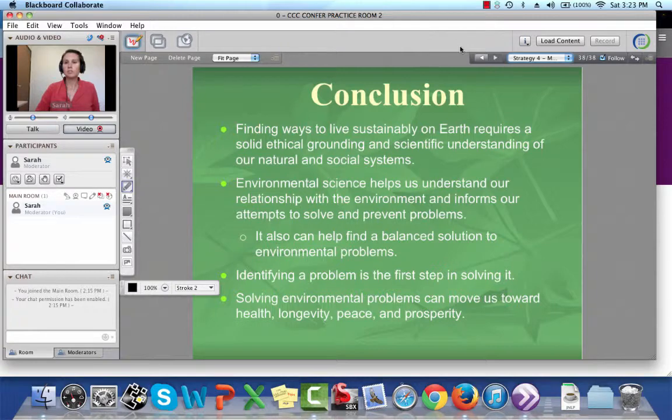So here's the conclusion. Basically, finding ways to live sustainably on Earth requires a really good ethical grounding and also good understanding of science, the natural, and the social systems that all come into play. And environmental science helps us look at these problems, pick apart these problems, hopefully find solutions, and understand where the issues come from. And a big issue is just initially identifying a problem. And the final thing there, solving environmental problems can move us toward health, longevity, peace, and hopefully prosperity.